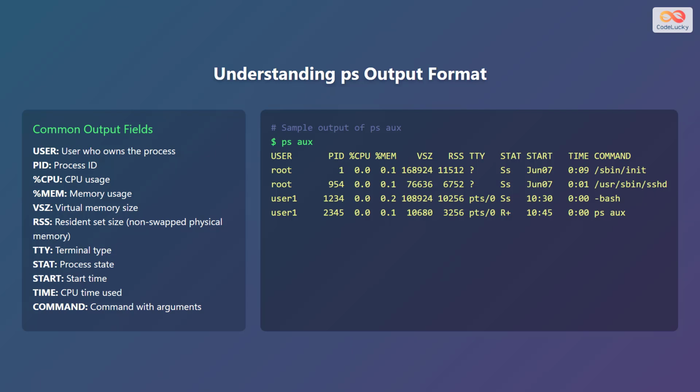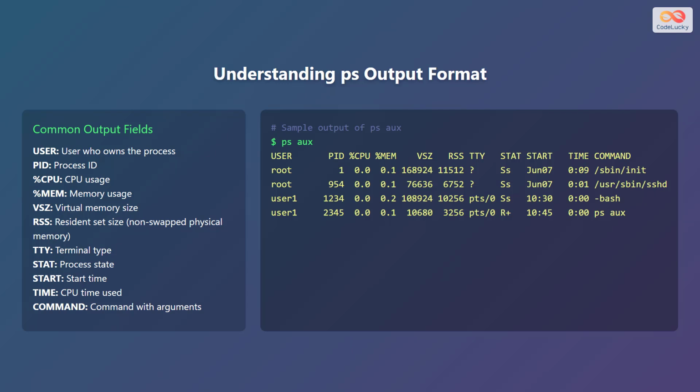Let's understand the output format of the ps command. Here are some common output fields. USER is the user who owns the process. PID is the process identification number. %CPU is the CPU usage of the process. %MEM is the memory usage of the process. VSZ is the virtual memory size. RSS is the resident set size, which represents non-swapped physical memory.